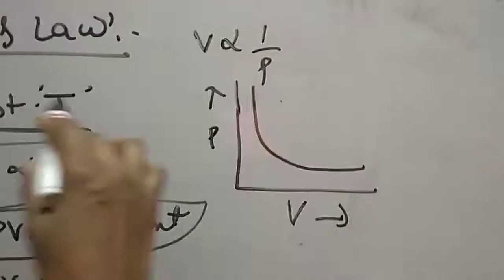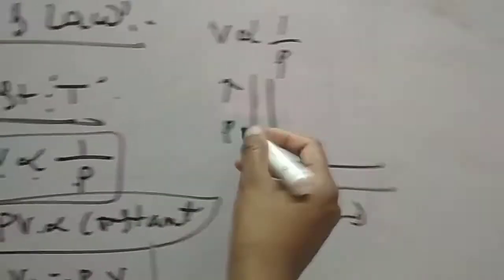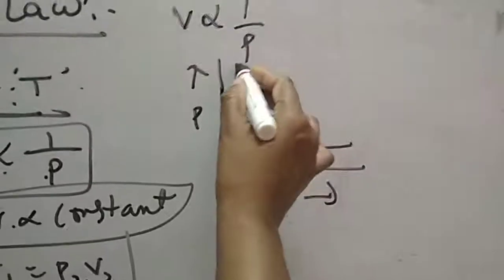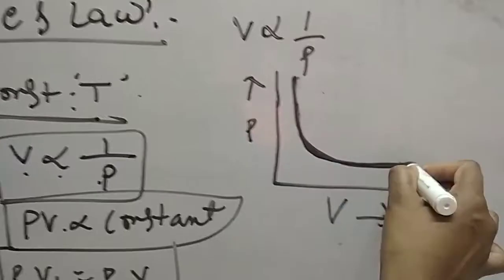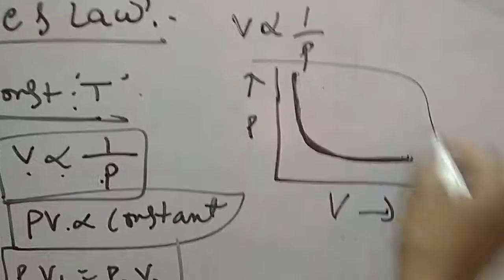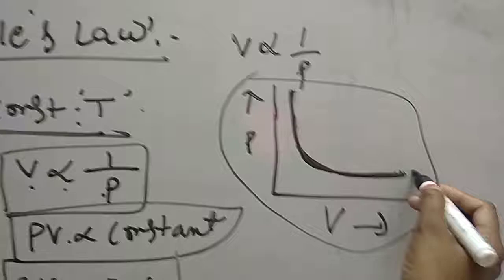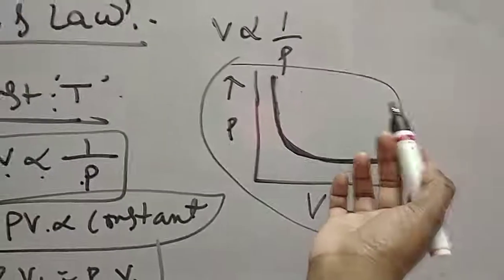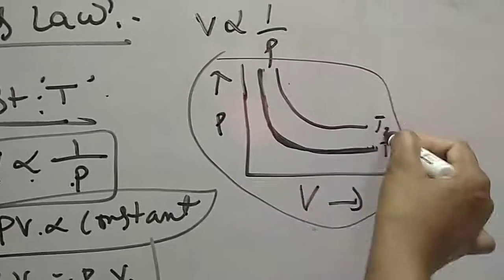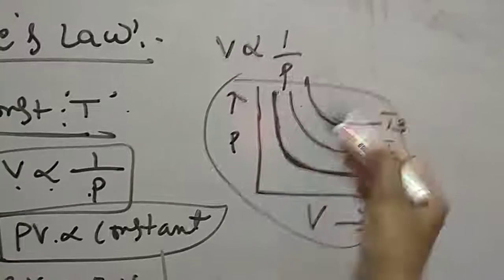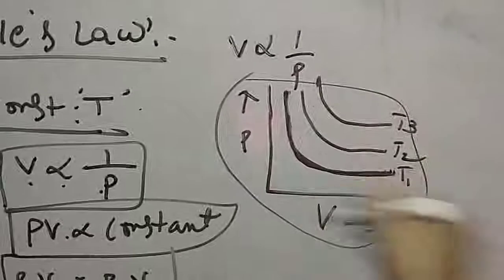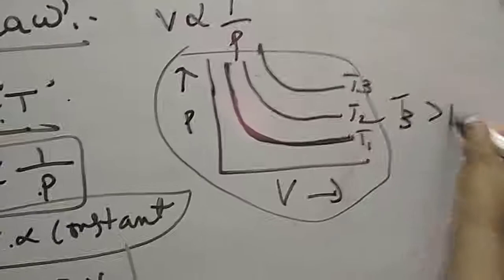At constant temperature, we have taken this. So at constant temperature, if volume increases, pressure will decrease, then the graph will be like this. This is called a hyperbola. Pressure is inversely proportional to volume, so the graph is said to be a hyperbola. And suppose it is at T1. If you change the temperature, then the graph will be at T2, and then at T3. So the temperature is increasing, and obviously we can take T3 is greater than T2 is greater than T1.